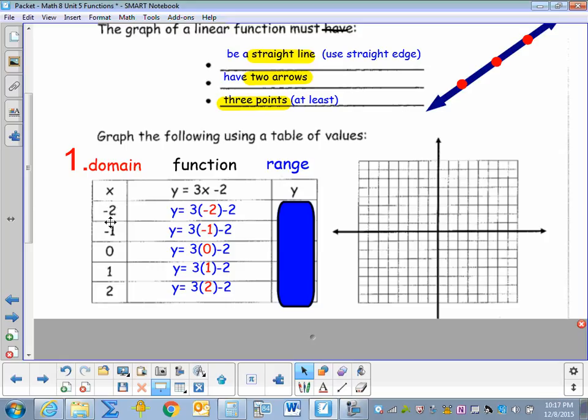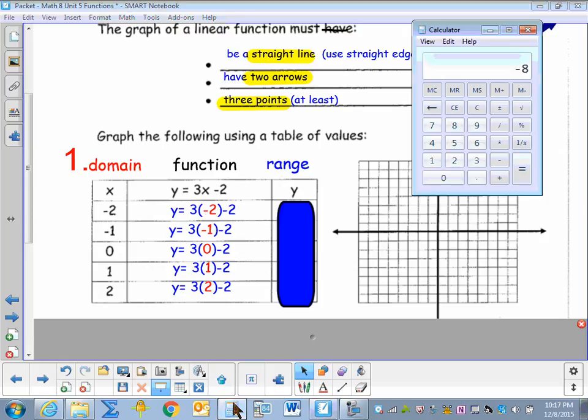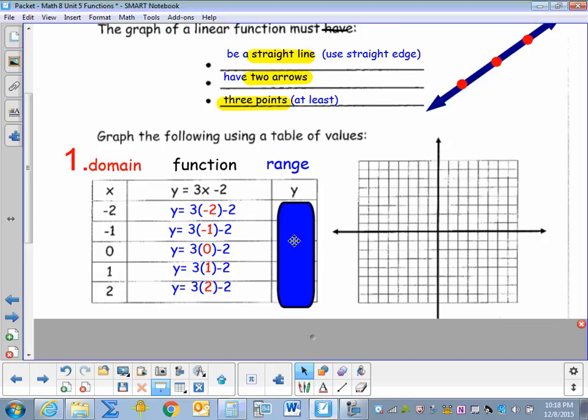The first x value we're going to substitute into the function is -2. So we're going to take 3 times -2 minus 2, and that equals -8. So our first point is -2, -8.